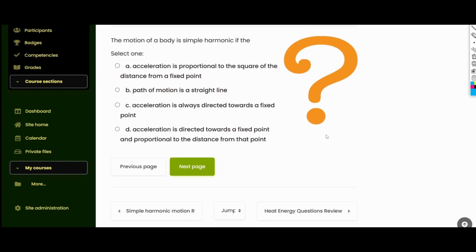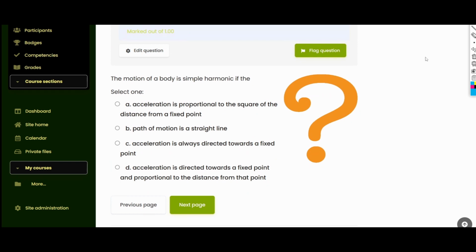The 20th question. The motion of a body is simple harmonic if the acceleration is proportional to the square of the distance. We know that acceleration is not proportional to the square of distance. So the path of the motion is a straight line. Acceleration is always directed towards a fixed point.